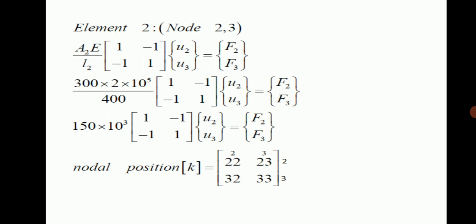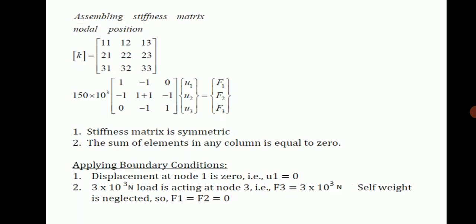So equation number 1 is the stiffness matrix of element 1 and equation number 2 is the stiffness matrix for element 2. Then we want to assemble the stiffness matrix. When we are assembling the stiffness matrix, finally we get the answer as a matrix of 11, 12, 13, 21, 22, 23, 31, 32, 33. Then 150 into 10 power 3, then we are substituting the values in the finite element equation formula.